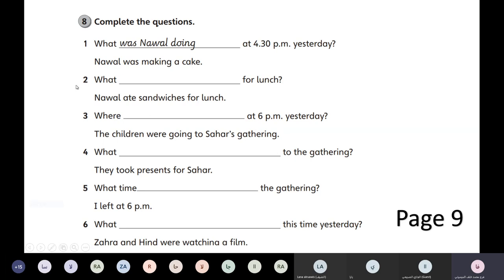Let's look at question number two, and let me look at my paper to see which girl is going to answer now. Taline, are you there? Yes. Okay, Taline, honey. Look, we don't have a time or anything in question two, and the answer says Nawal ate sandwiches. So it's past simple. How are we going to do the question? What did Nawal eat? Awesome. No, don't change the verb. What did Nawal eat? In the question, the verb stays the same. Good job, sweetie. You did wonderfully. Excellent, sweetheart.